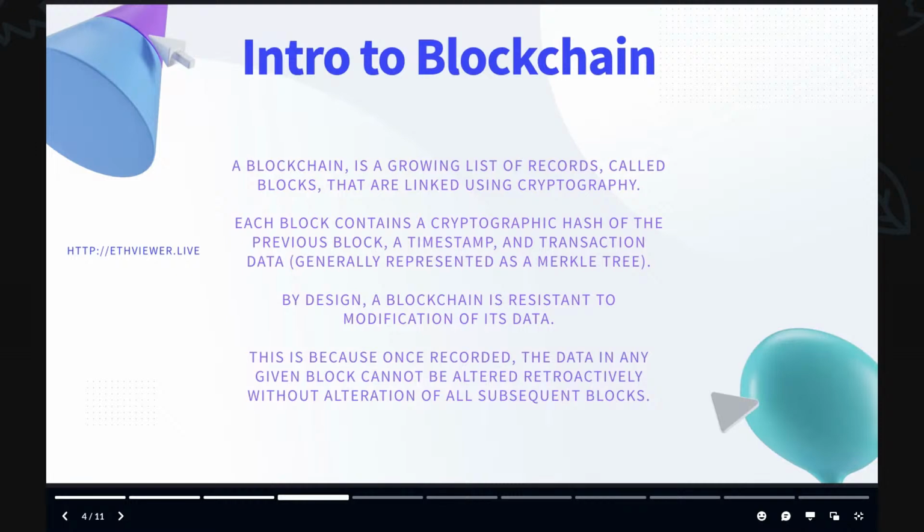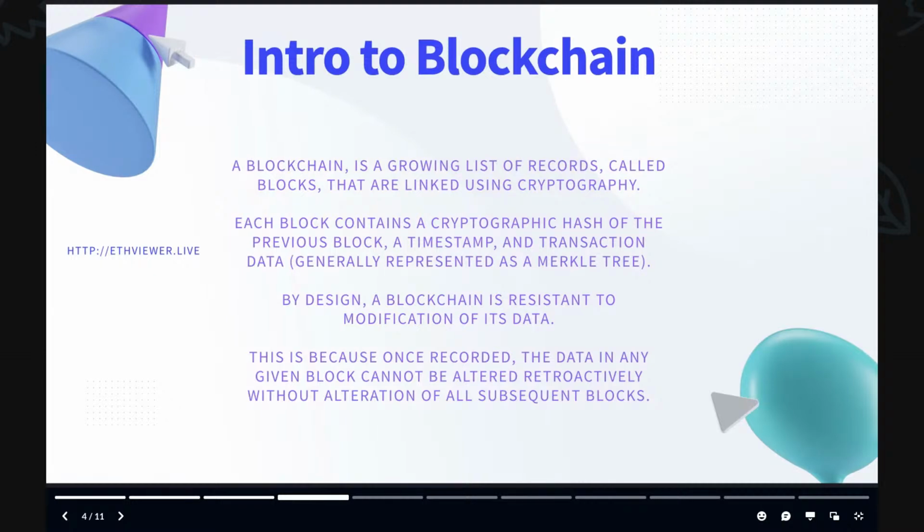Suppose these ledgers are distributed among thousands and millions, I don't know how many nodes there are. They are distributed among all the nodes. Then how are you going to change the same value in all those thousands of nodes? That is impossible, right? You can't change it on all thousand nodes. So this makes the blockchain immutable, like it can't be changed.